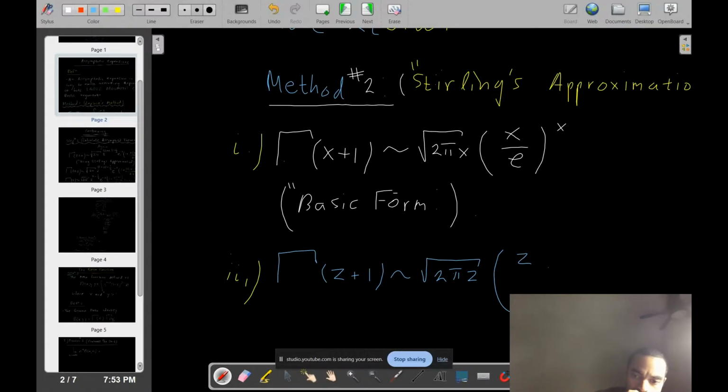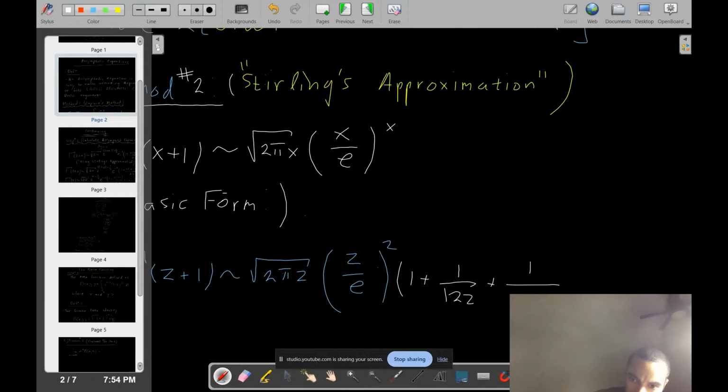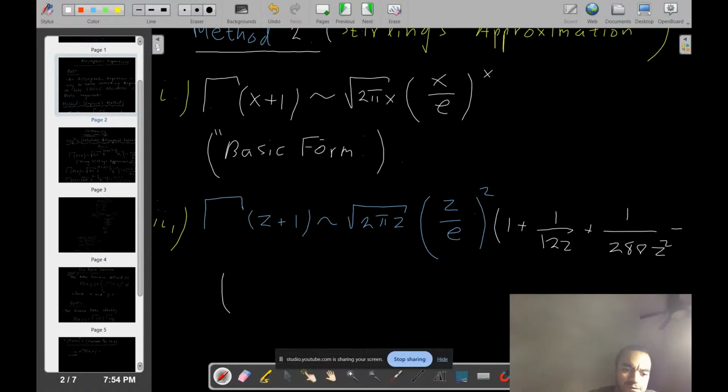All right, so z over e to the power of z, right? And then after, it's an infinite series of 1 plus 1 over 12z plus 1 over 288z squared. Then it alternates. This is not an alternating series because it's not changing sign each time. Squared minus dot. Okay, this is for large arguments only, right? So this is for very large arguments. Okay, that's for very large arguments.